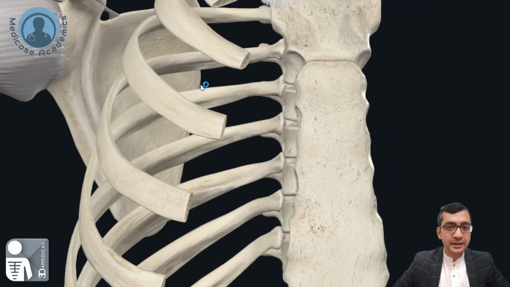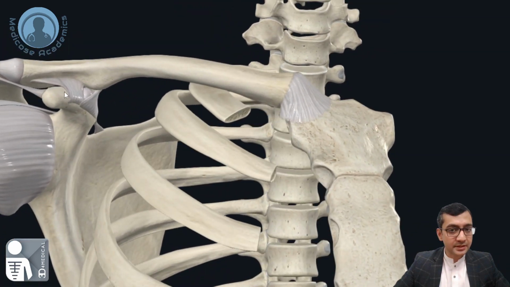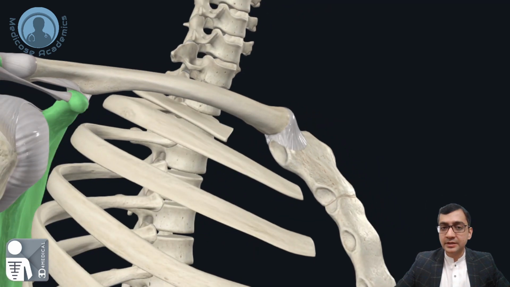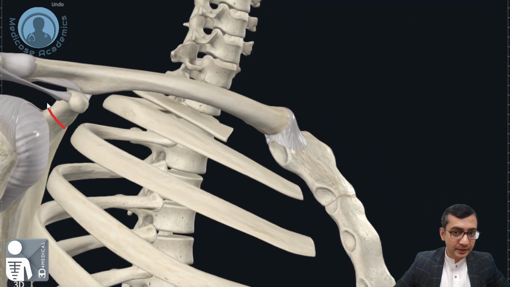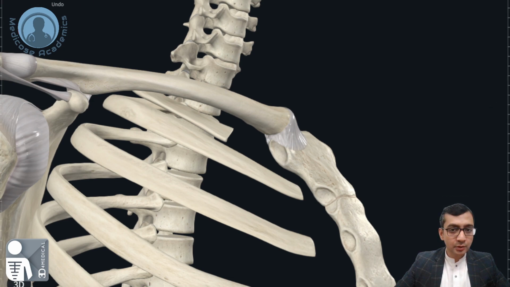Here you can see there are two sets of very strong ligaments that are present. One is the set of ligaments between the coracoid process of the scapula, this projection, which is called the coracoid process, and the clavicle. This is called the coracoclavicular ligament. We will revise these as we move along.